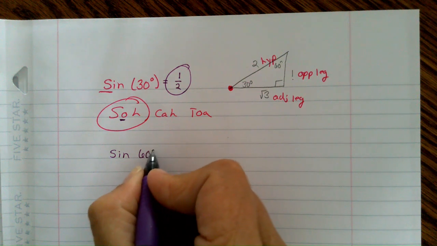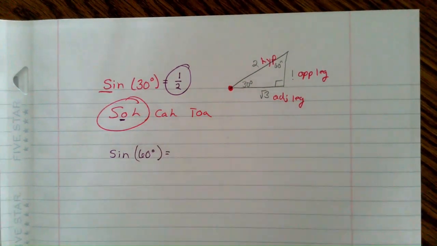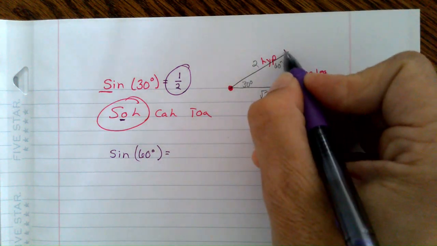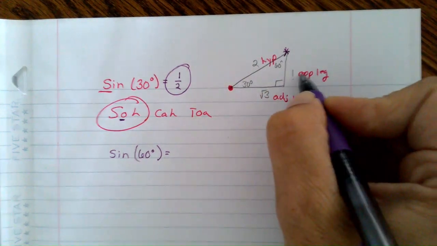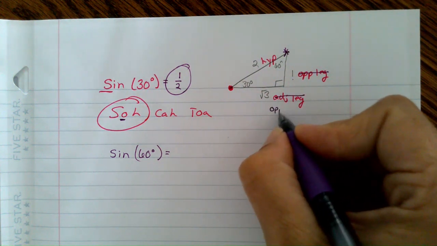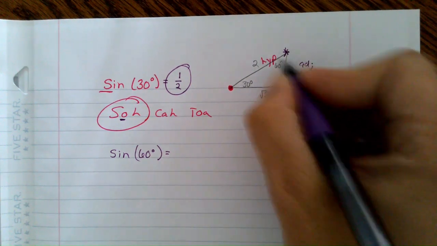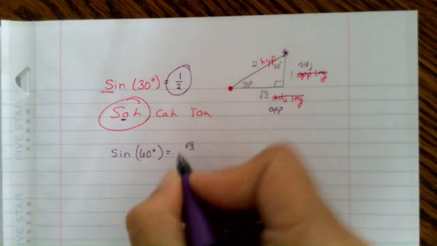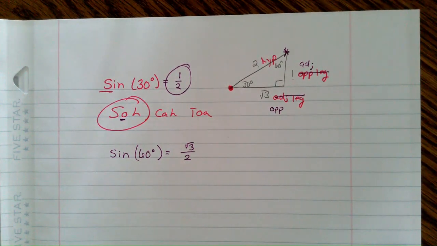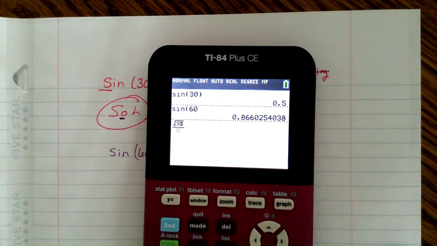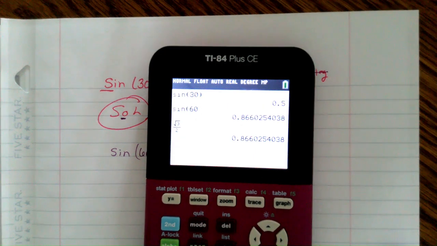Sine of 60 degrees. I'm still doing opposite over hypotenuse, but now I'm here. My opposite and my adjacent switched. So opposite of 60 is the square root of 3, and the hypotenuse is still 2. Let's check that out. What is the square root of 3 divided by 2 as a decimal? Oh, 0.866. Makes sense.